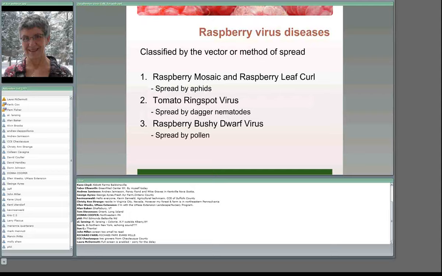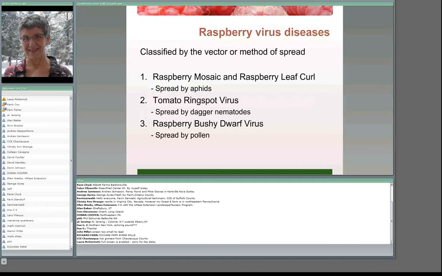Now, raspberry virus diseases are generally classified by the type of vector that spreads them. And so today I'm going to talk about these three raspberry virus diseases: raspberry mosaic and leaf curl, which are spread by aphids, the tomato ring spot virus, which is spread by dagger nematodes, and the raspberry bushy dwarf virus that's spread by pollen.